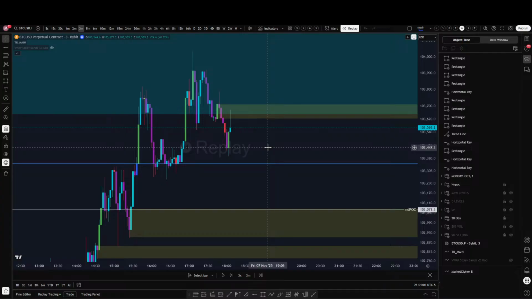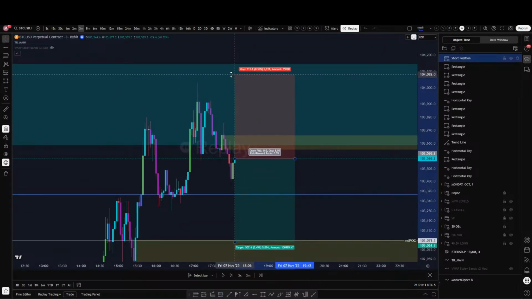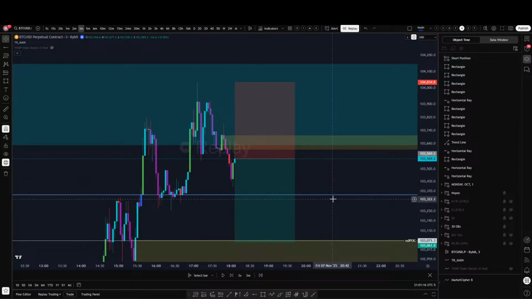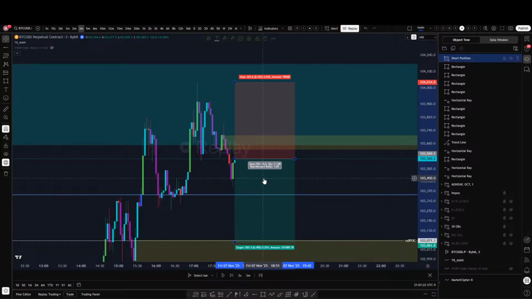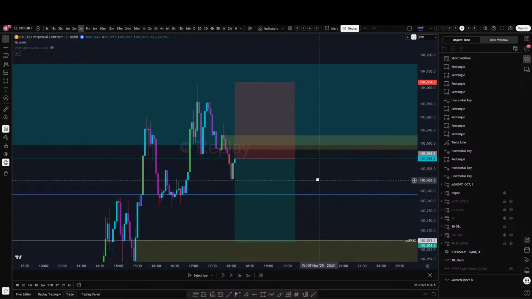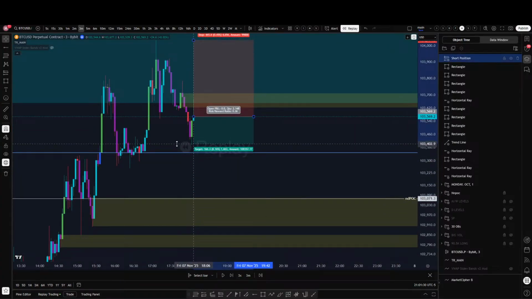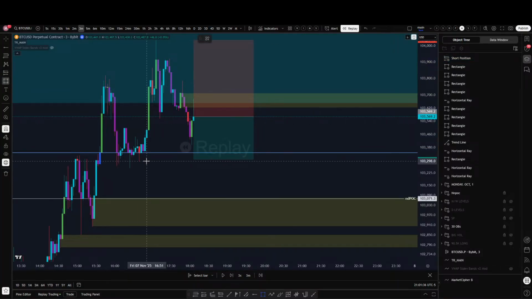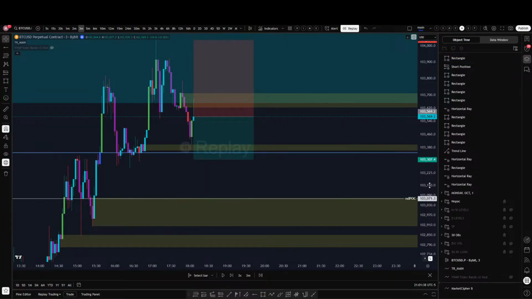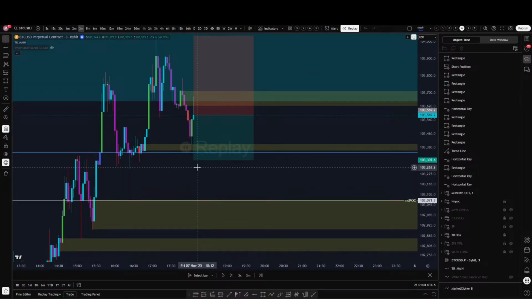So where would be your invalidation? Anybody know? If you were to take this short, your invalidation basically is the high. That's it. And where would be your TP1? Okay, where would be my TP1? Did we touch this order block? Yes, we did. Did we? Yes, we did. So that's a happy news.